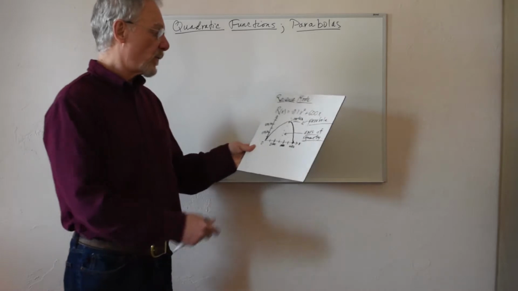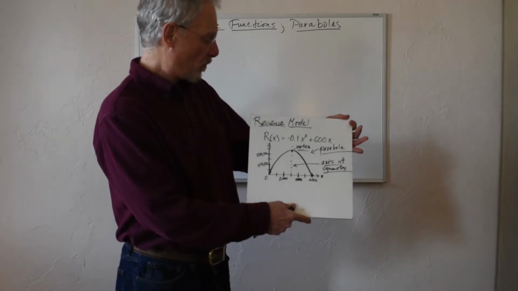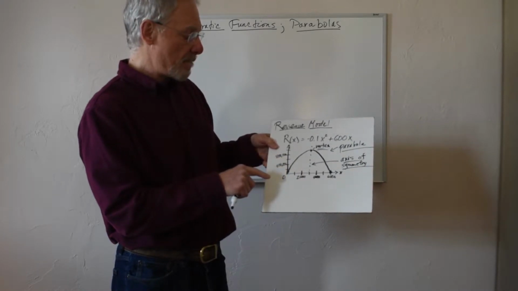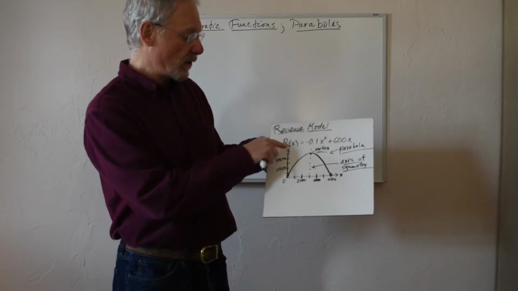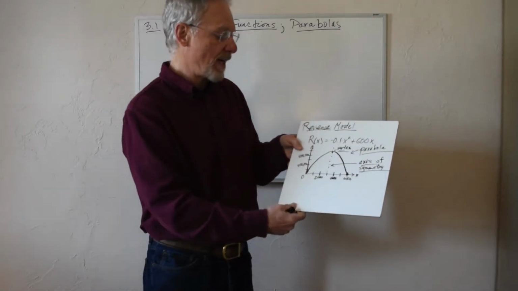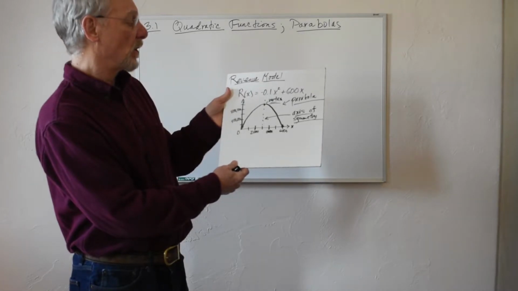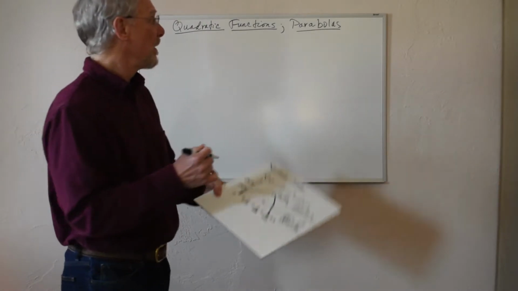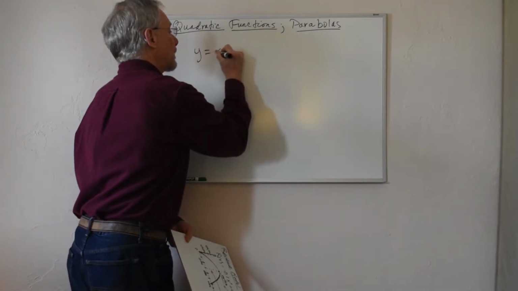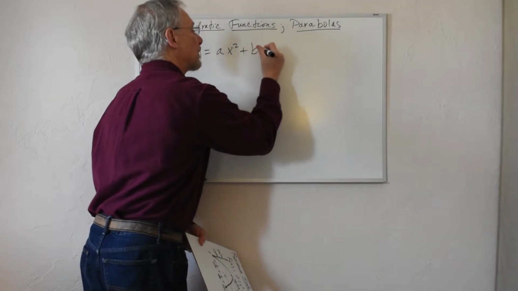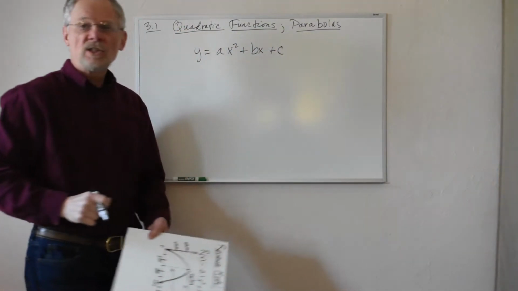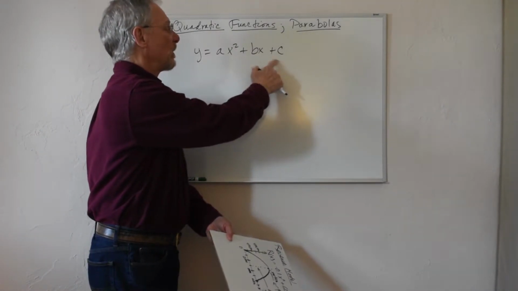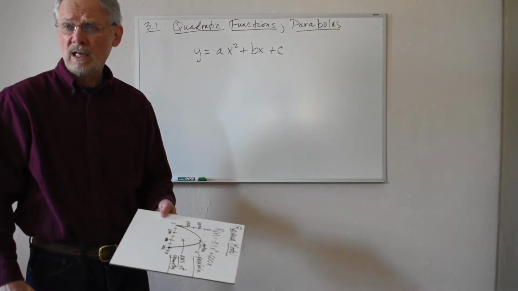Now the text starts off with an explanation here, which I have on my small portable whiteboard, revenue model. And it explains that for a given company, there is this function R of x equals negative 0.1 x squared plus 600x. And that is a quadratic function because it is in that form. This is a polynomial of degree 2, so we call that a quadratic polynomial.